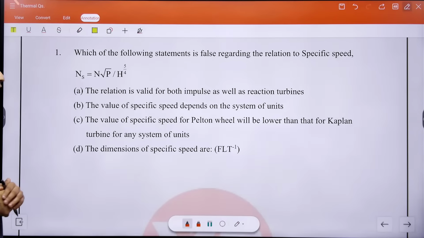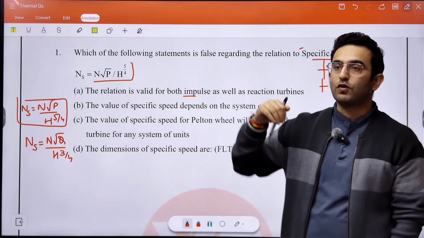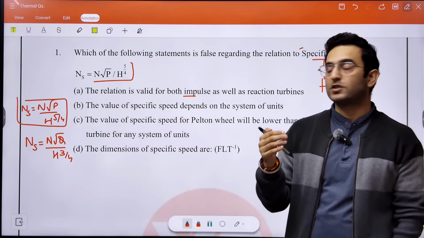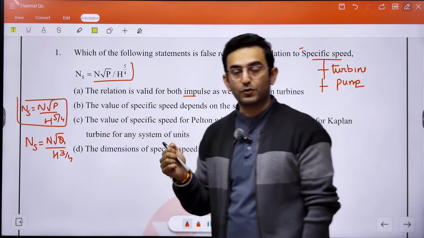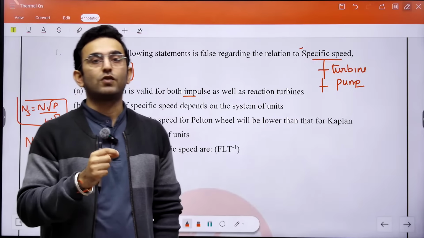The relationship is valid for both impulse as well as reaction turbines. As we know, it is applicable for both of these turbines, and the formula is written as this one here. We may have different values of the turbine specific speed also. For example, the Pelton wheel turbine is a high head turbine, so the specific speed value is going to be very small. But for a reaction turbine, such as the Kaplan turbine, which is a low head turbine, the specific speed value is going to be very large.